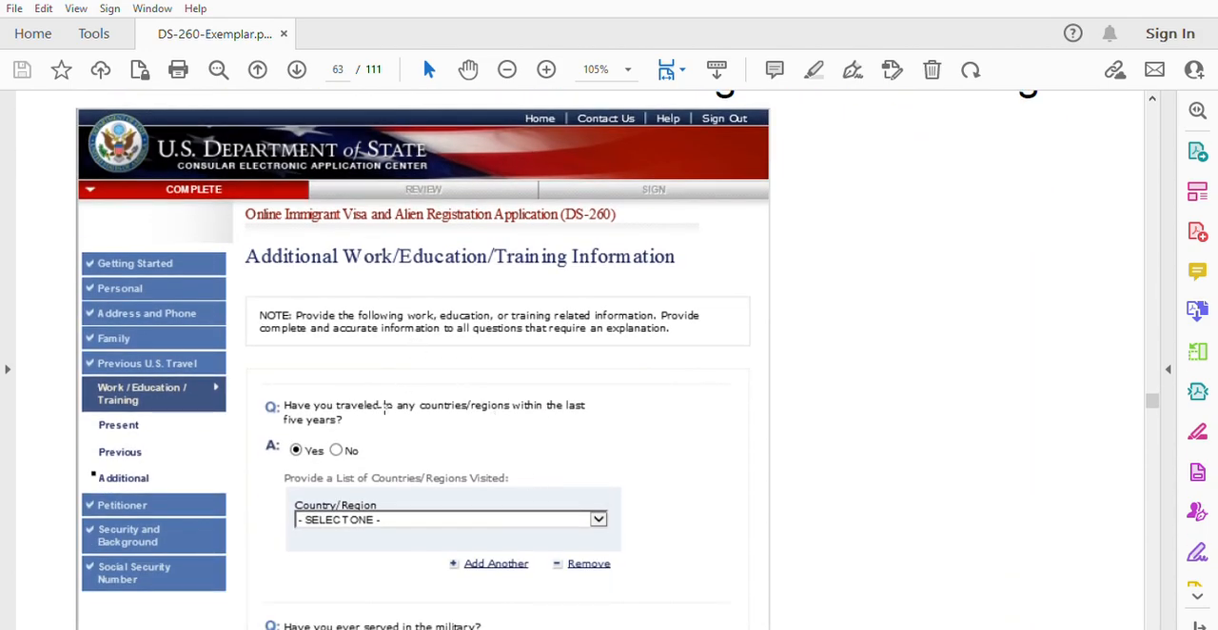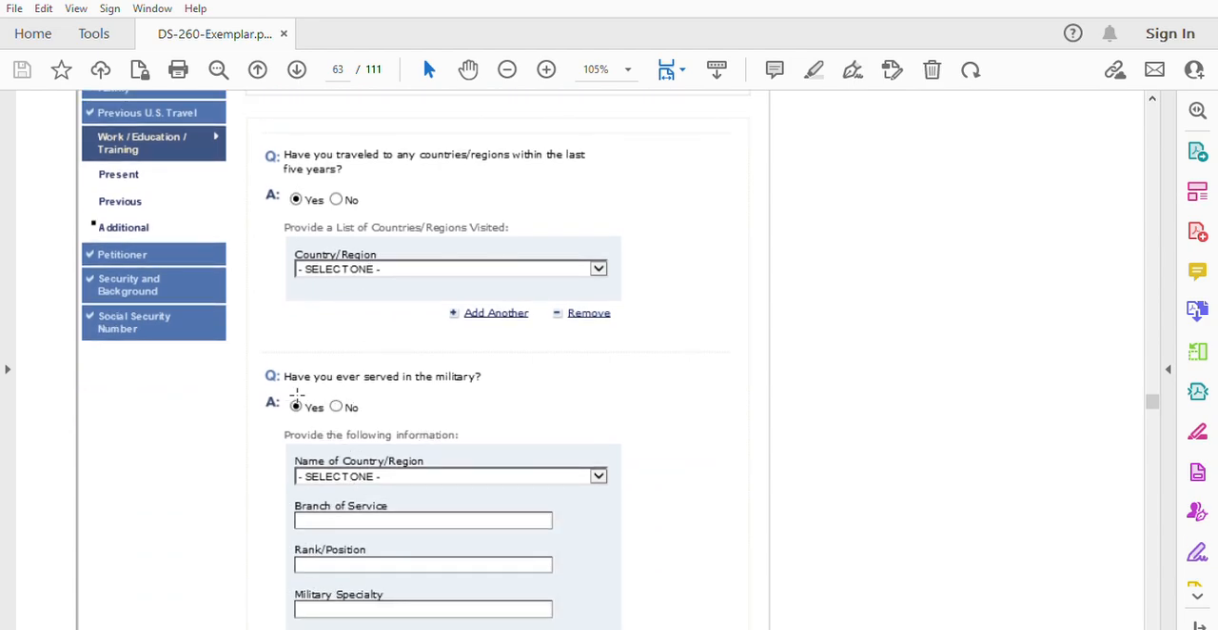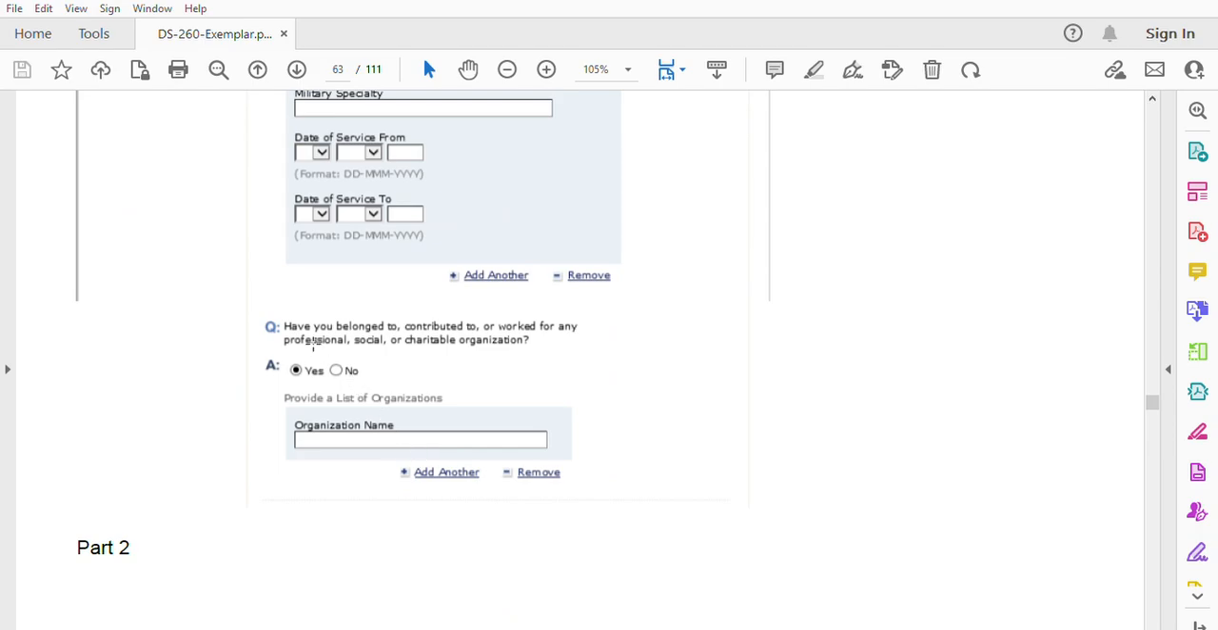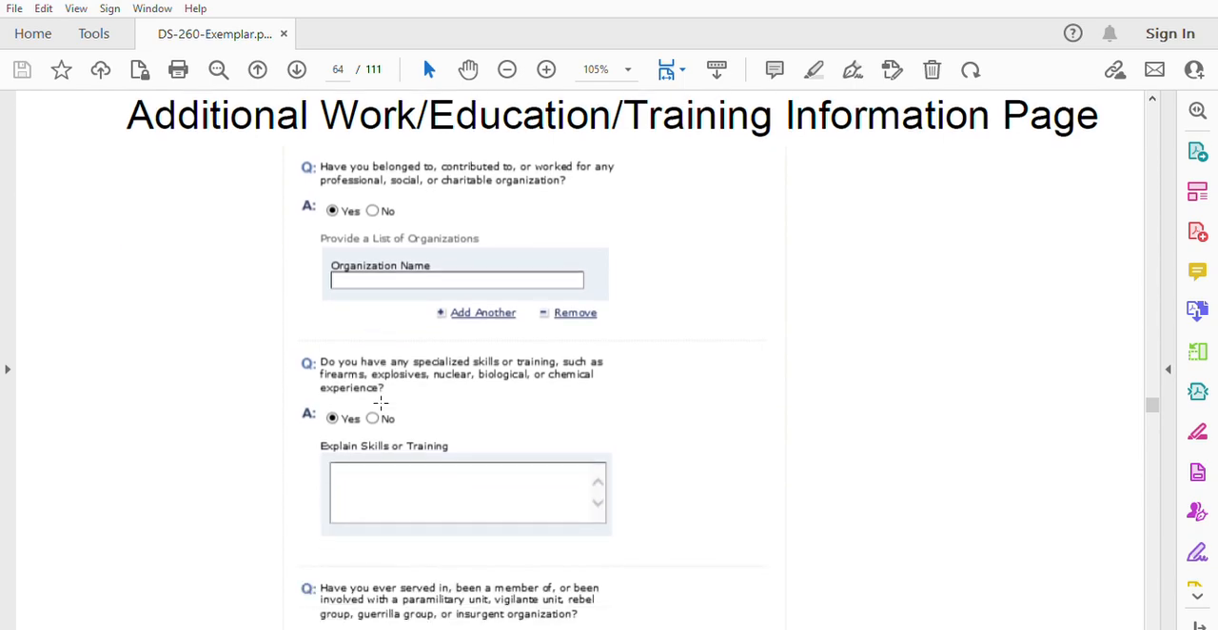So we're still talking about additional work, education, training information. Have you traveled to any other countries? The same answer right here. If you answer yes, this is where you answer it. If you answer yes to the military question, this is where you answer it. Same thing right here. If you answer yes, you have to answer the organization name. If you answer yes to this question, this is where you're gonna explain that. This is where you're gonna answer the names.